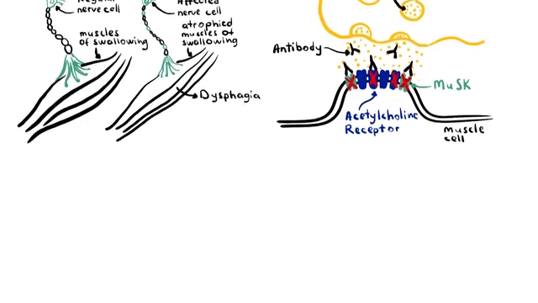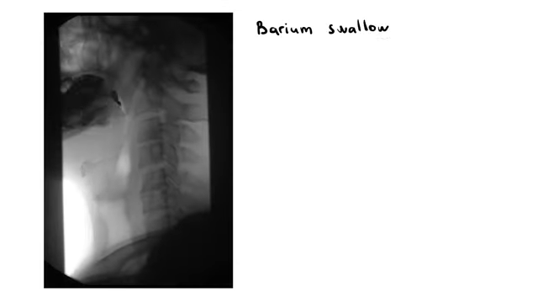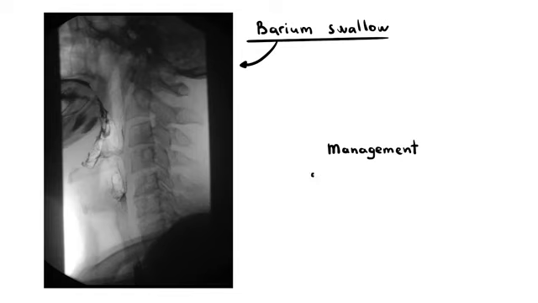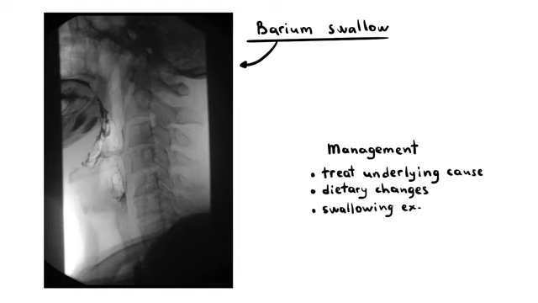The initial study for suspected oropharyngeal dysphagia is a modified barium swallow with both liquid and a solid phase to help identify the underlying cause. Management strategies include actually treating the underlying cause, dietary changes, and a swallowing exercise program implemented with a speech pathologist.